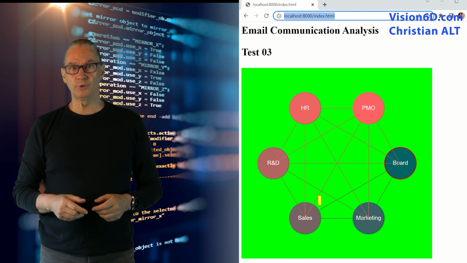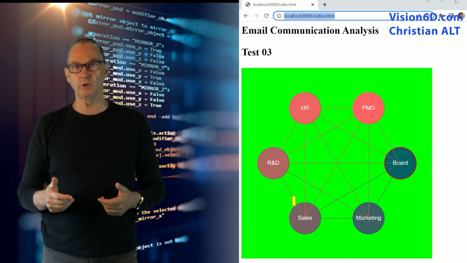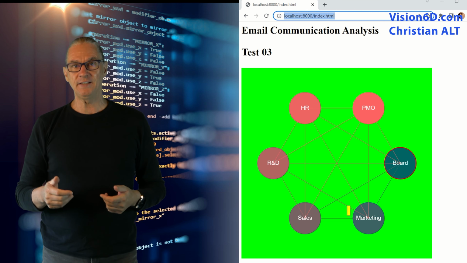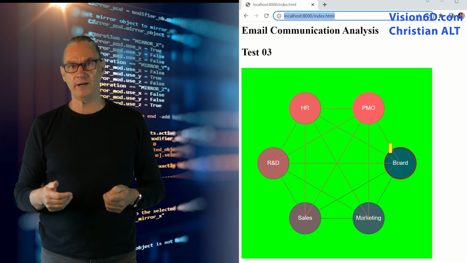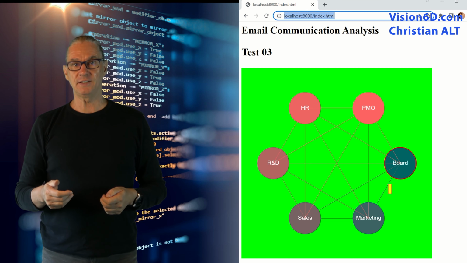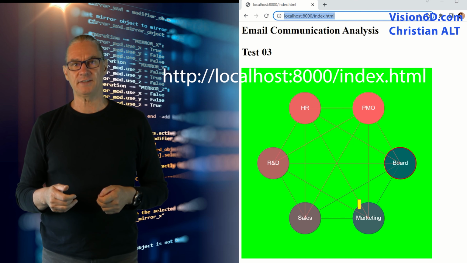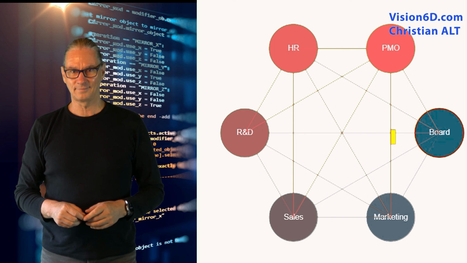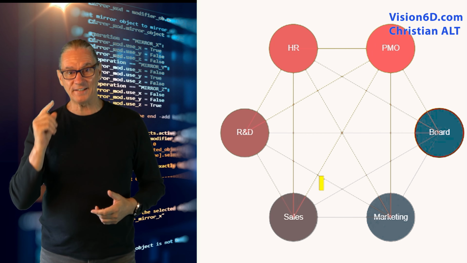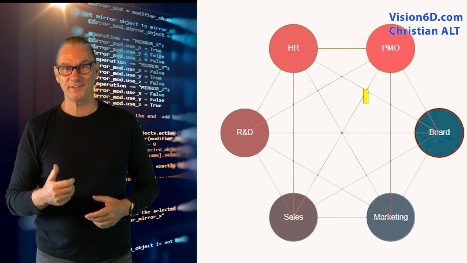Now I can open my browser and I will access my index.html file by using the address for the URL https://localhost, and the port is 8000, and then /index.html. And now we see that the application is running.